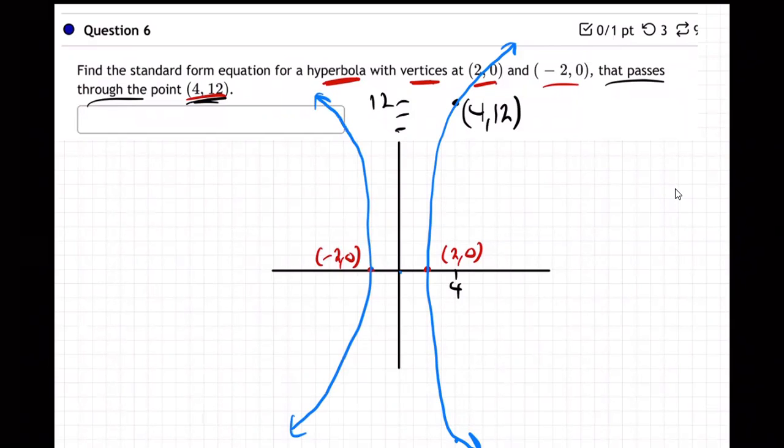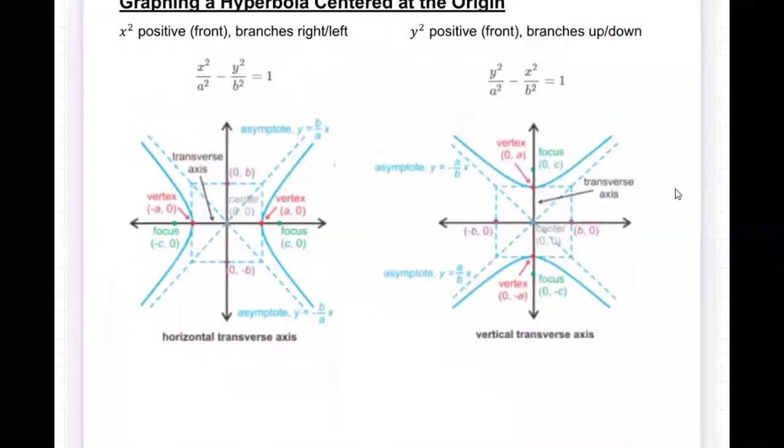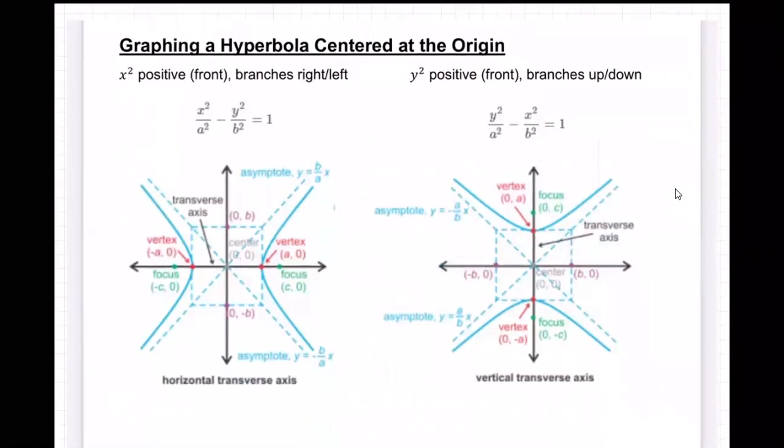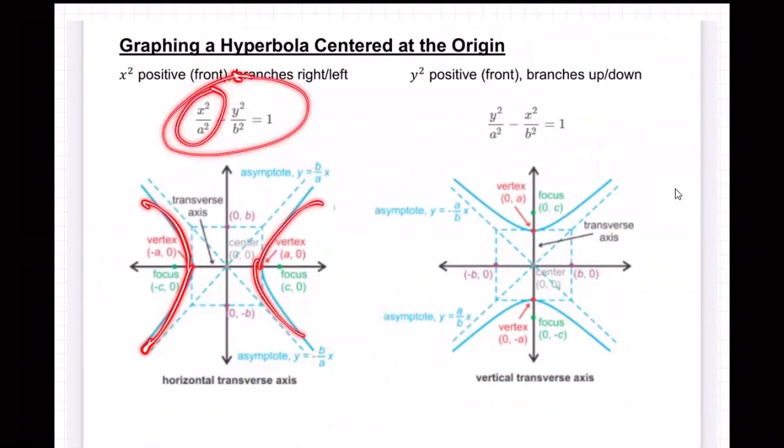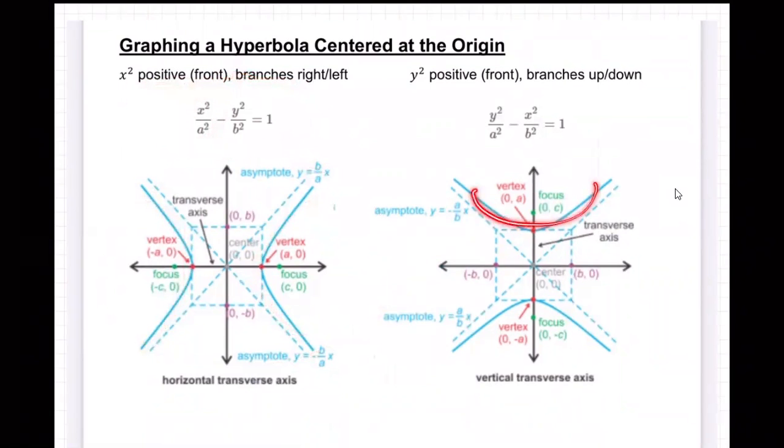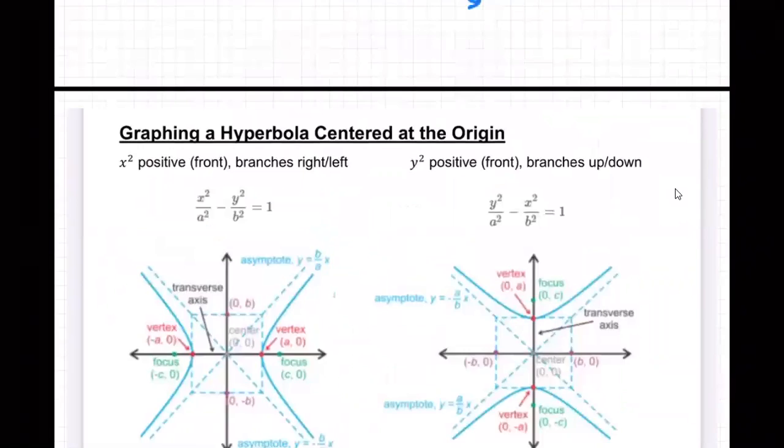The branches go right, left. And the question is, what's the equation? How do we write the equation? Well, just looking at the notes again, if the branches go right, left, then x squared is positive in the front. If the branches go up, down, then y squared is positive in the front. So our branches are going right, left, x squared is positive in the front. There's the form of our equation. So let's write it that way.